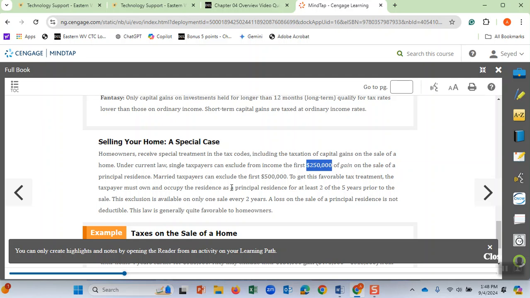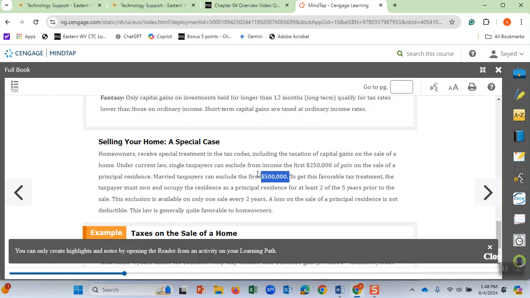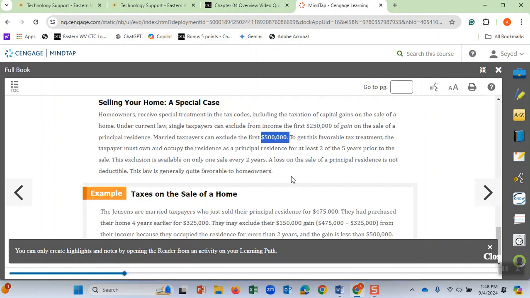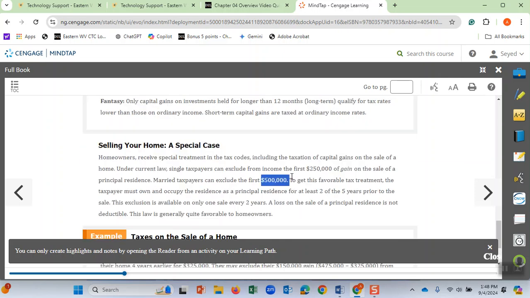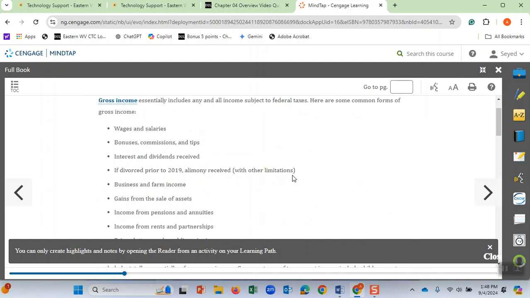That's for an individual. If you are married, then the government is going to give you a good break, up to $500,000, if your house's value has increased. It is not going to charge you taxes for up to $500,000 on that property. Therefore, we want you to become familiar with these gross income concepts and know what is involved.